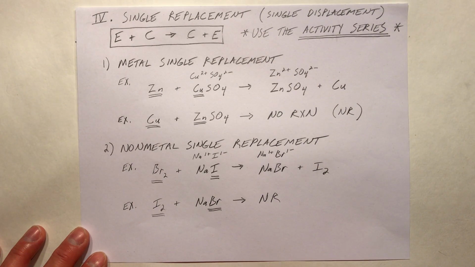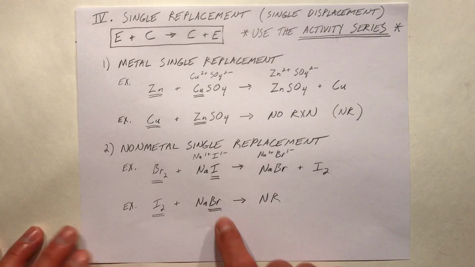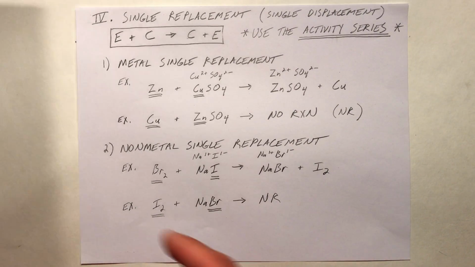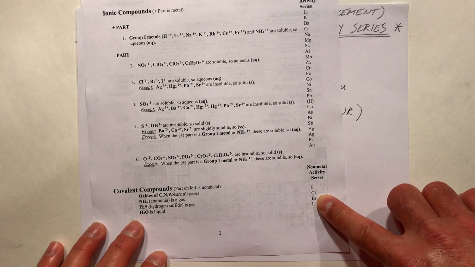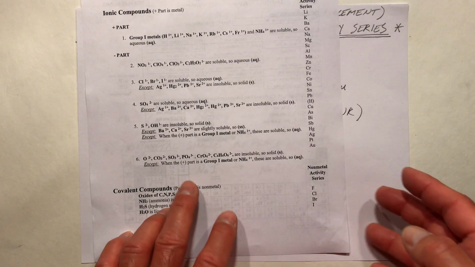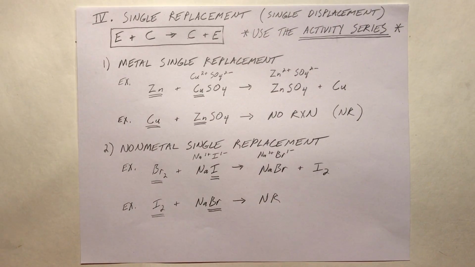What if we tried to do that one in reverse? Had the iodine combining with sodium bromide, where the iodine nonmetal would try to kick out the bromine, that's also a nonmetal. Well, again, if we go to the activity series, we can see that iodine is below bromine. Because it's not above that chemical, it can't kick it out, and this would be no reaction, represented with NR.